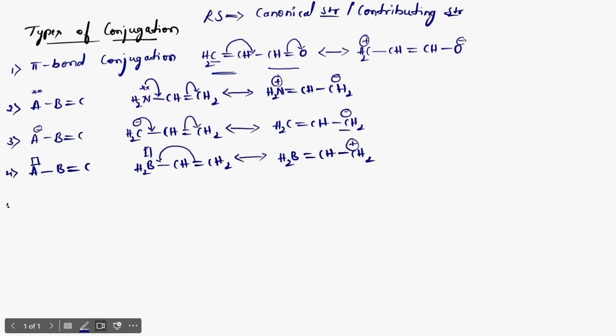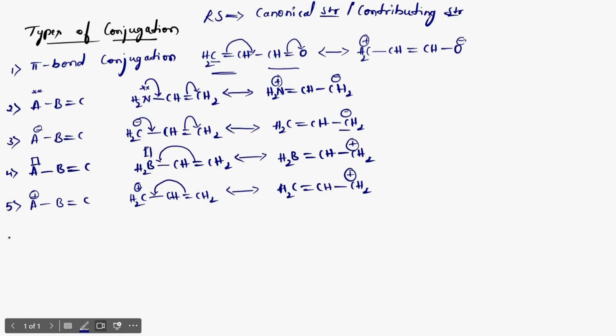Next type of conjugation is pi bond positive charge conjugation. For example, CH2 plus single bond CH double bond CH2. So here again this pi electron moves here, so that CH2 double bond CH single bond CH2 plus.